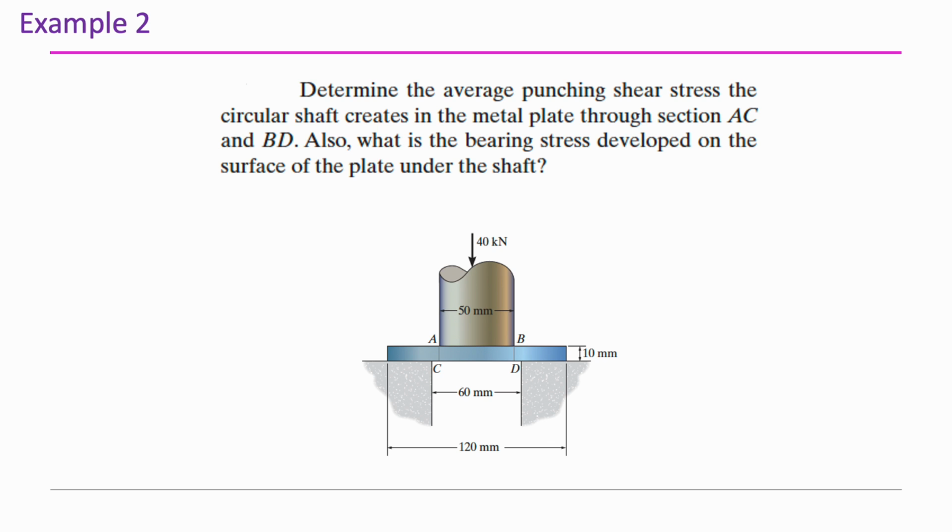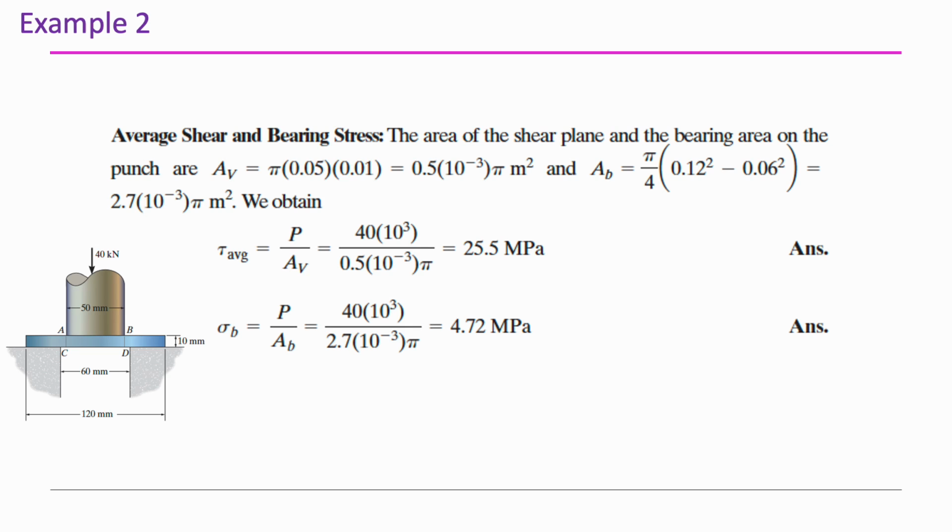The plate has two shear planes across sections AC and BD. We are asked to calculate the average shear stress on the shaft at the failure planes and also the bearing stress on the plate surface. Let's start. As the first step, let's calculate the punching shear stress, which is represented by tau average.